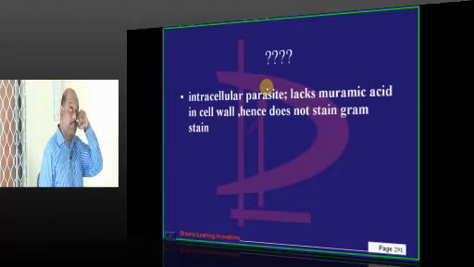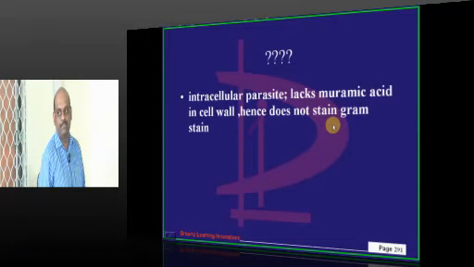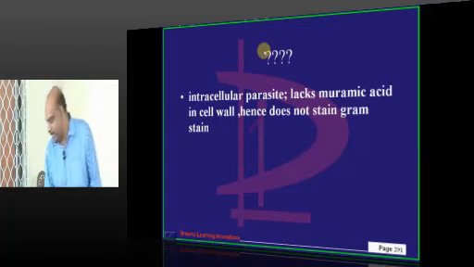Okay, doc, should be an answer. It is an intracellular parasite. It lacks muramic acid in cell wall. Hence, it does not stain with the Gram stain. Which is that organism I am talking about? Who will give me the correct answer? It is intracellular, lacks muramic acid. Which organism are we talking about?